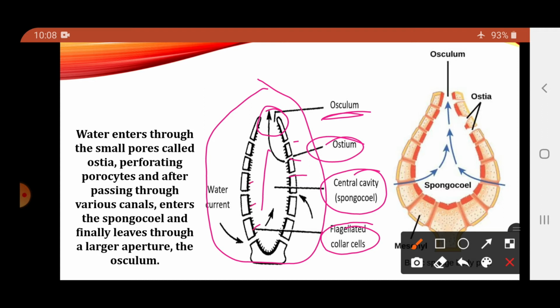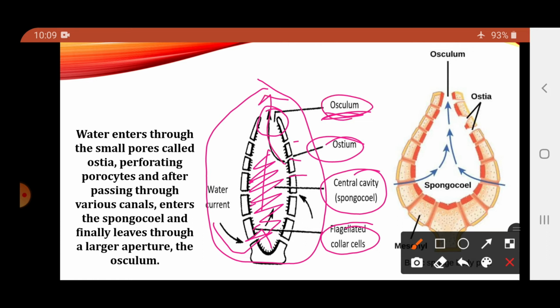The choanocytes. So now water current के थ्रू ये ऑस्टिया से वाटर जाएगा कहाँ पे? कैविटी में. ये कैविटी में वाटर में से न्यूट्रिएंट्स, ऑक्सीजन सब यूज़ हो जाएगा और जो अभी वेस्ट वाटर है वो एक लार्जर ओपनिंग से बाहर होकर चला जाएगा.